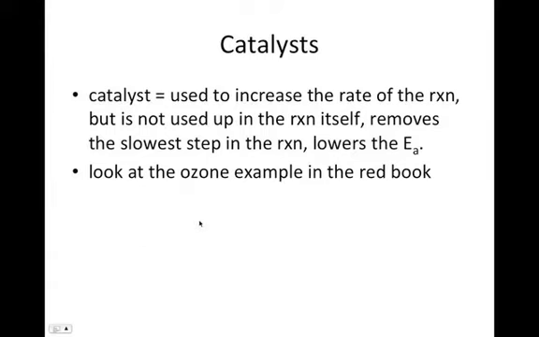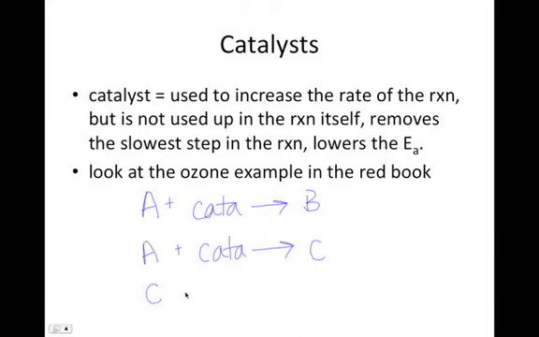Actually, no, I don't want to do it that way. Let's just say A plus catalyst yields B. Well, what's actually going to happen is A plus the catalyst yields, say, some third compound. We'll call it C. And then C plus, let's see what needs to be canceled out here. I don't know, let's just throw another A in there. I can't do B because that's going to cancel it out. C plus A yields the catalyst plus B.